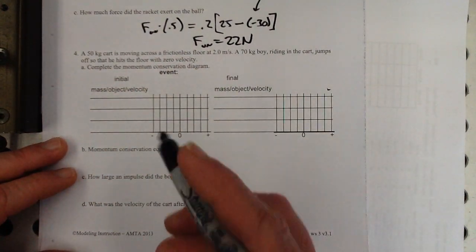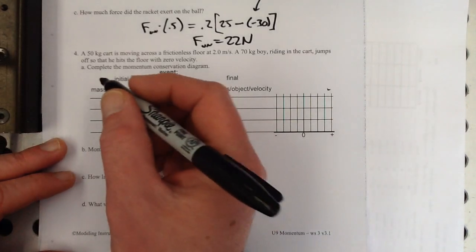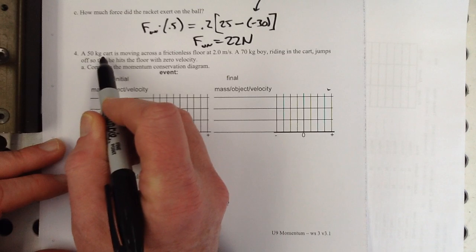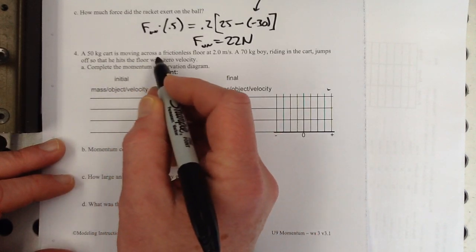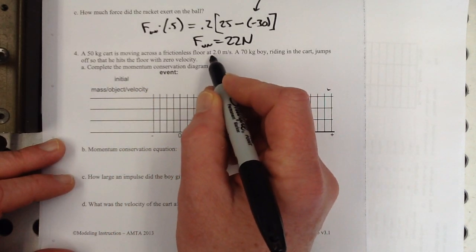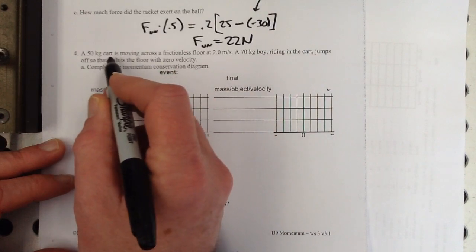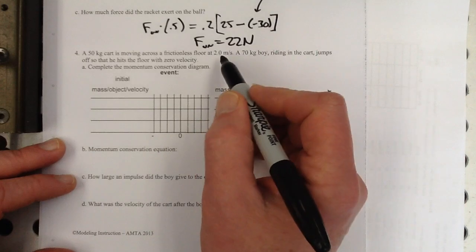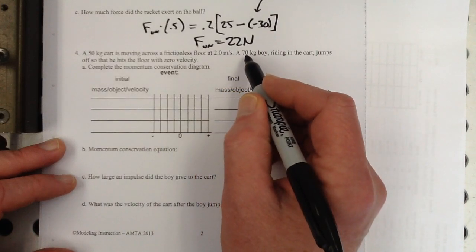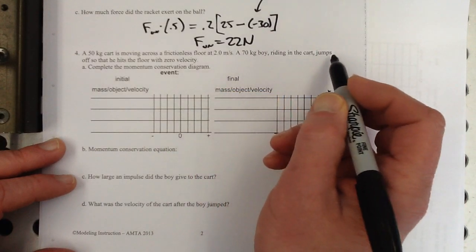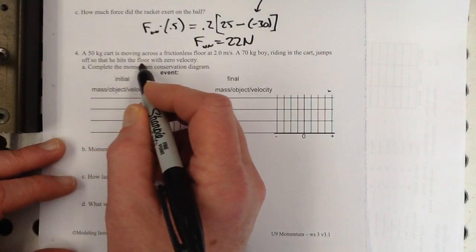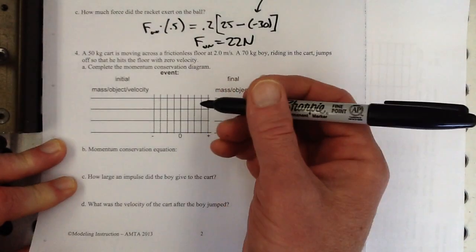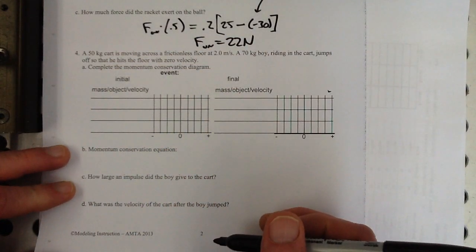This is part 2 of your third assignment from Unit 9. A 50 kilogram cart is moving across a frictionless floor at, I don't know why you would have to have a cart. Cart implies wheels, I think, and it's frictionless, so whatever. 2 meters per second. A 70 kilogram boy riding in the cart jumps off so that he hits the floor with 0 velocity. Okay? And then we're going to do all our stuff here.